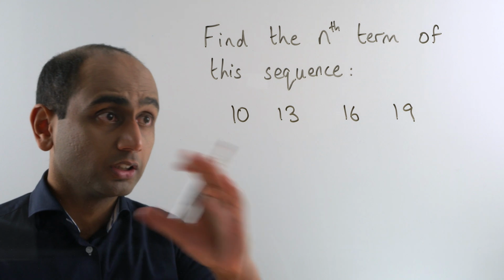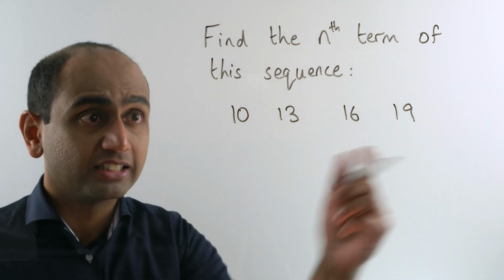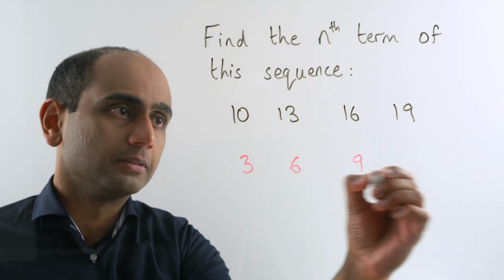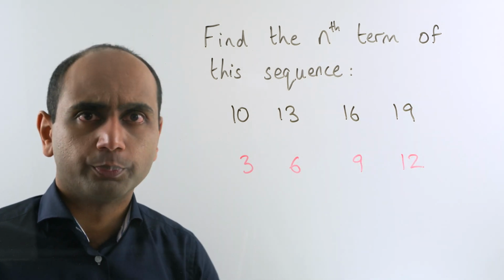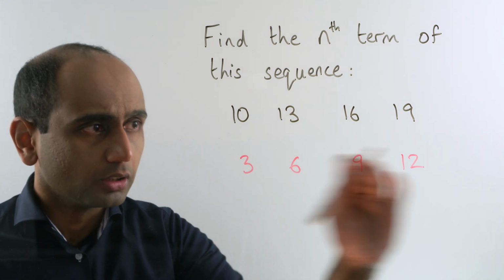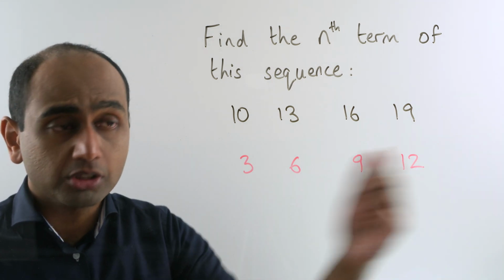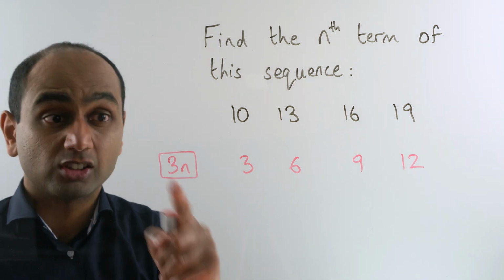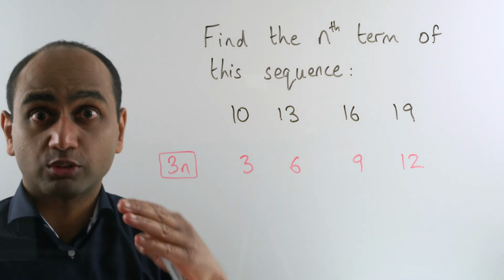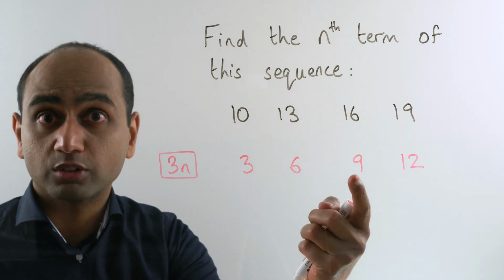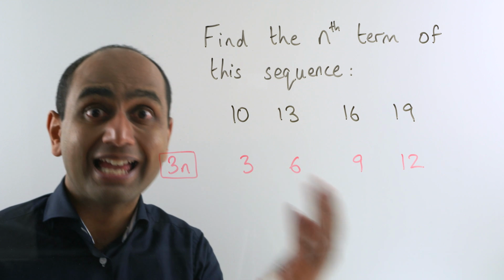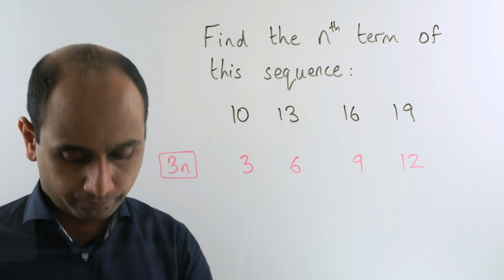Here's what you should have got. Writing the 3 times table directly underneath these, you would get 3, 6, 9, and 12. The nth term of this sequence is simply 3n. Remember, the first term is just 3 times 1, the second term is 3 times 2, the third term is 3 times 3, the fourth term is 3 times 4, so the nth term is 3 times n, or 3n.